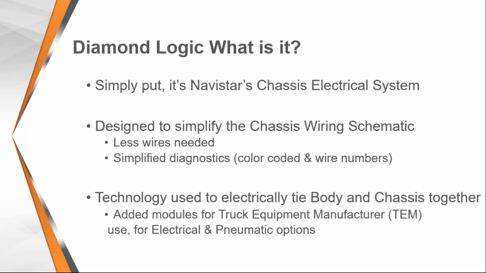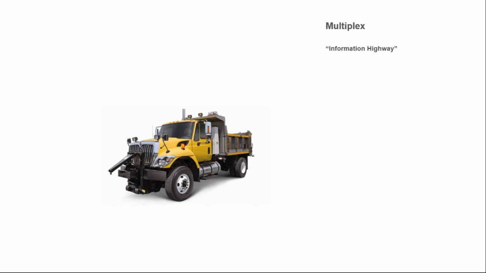Technology is used to electrically tie our body and chassis together. That technology allows the TEMs, or truck equipment manufacturers, to integrate with our vehicle, to upfit them, to add electrical and pneumatic type options onto a truck. Next slide, information highway. That is the datalinks that I was referring to. Depending upon the vehicle's options, there are typically multiple datalinks or multiple highways on a truck to integrate the different modules together.